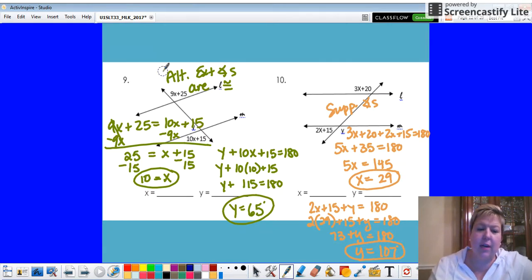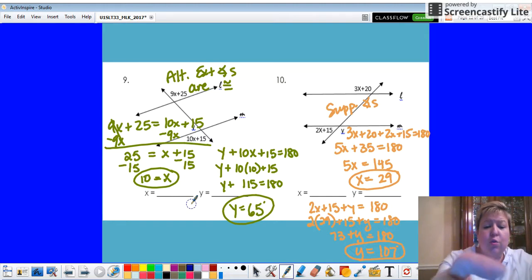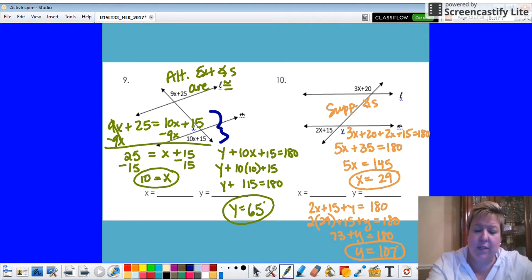But here for number 9, I was thinking that alternate exterior angles are of course congruent. So that's what I set them up to be. So I just said 9x plus 25 equals 10x plus 15 and I solved for x. Then I plugged it back in to figure out what that value was because I knew, and if you take a look right here, those two angles, y plus the 10x plus 15 would be a linear pair. So that was equal to 180 and I solved for y.